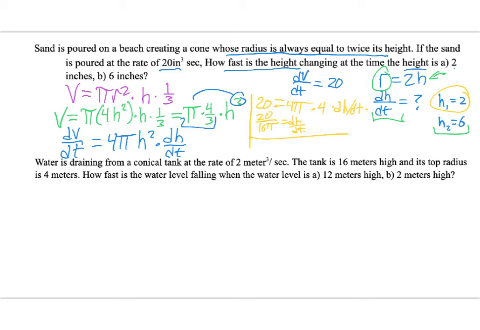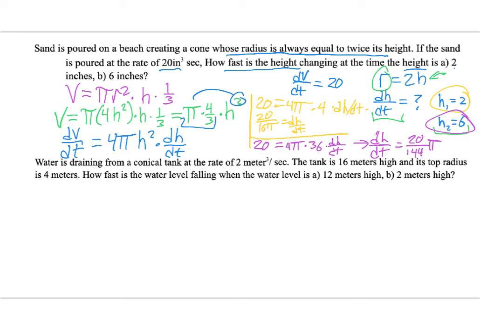Looking at the second version of this, where we've got h is equal to 6, same start, we've got 20 is equal to 4 pi, 6 squared is going to be 36, and then dh/dt. Solving that, we get dh/dt is equal to 20 over 4 times 36, which is 144 pi. And that's it.